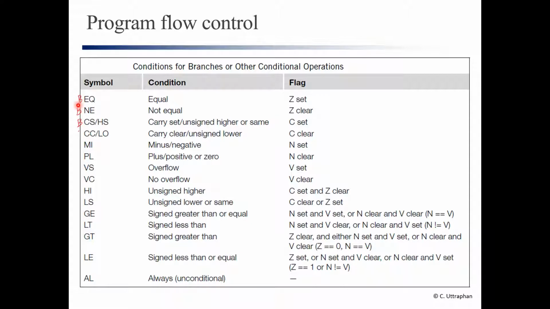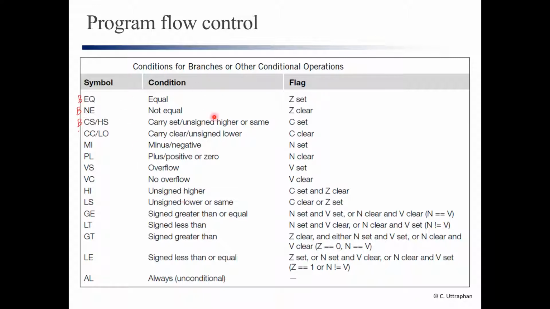For example, for EQ, the instruction is BEQ, branch if equal. NE is BNE, or branch if not equal. Branch with condition means the program must branch if the condition is true. Meanwhile, for the unconditional branch, the program will always branch to the label when it is executing the branch instruction.